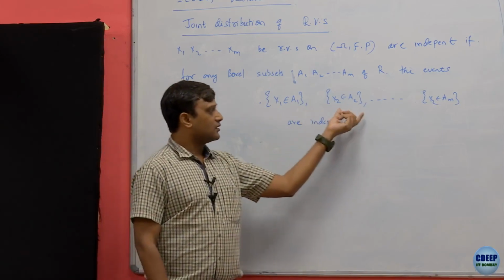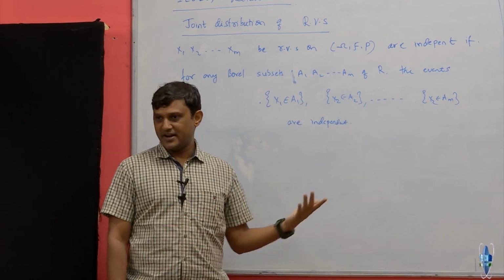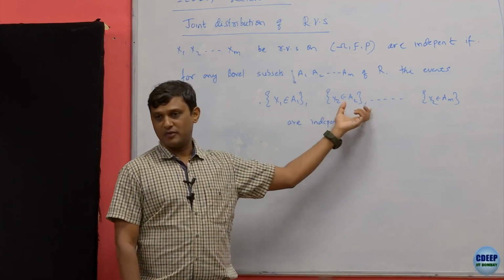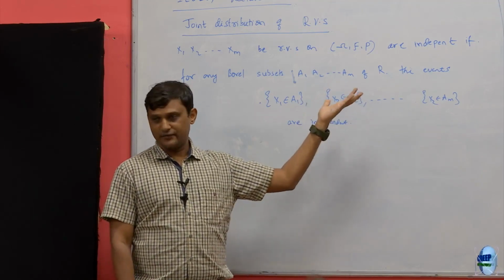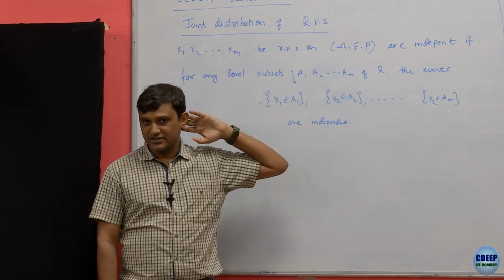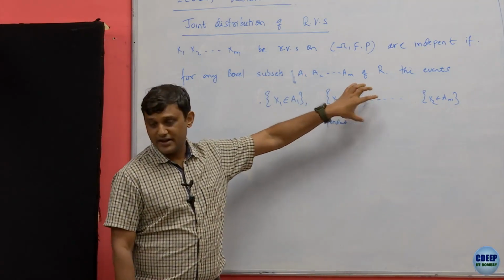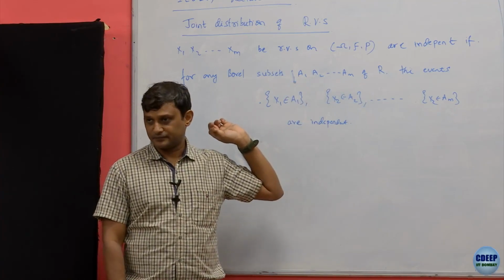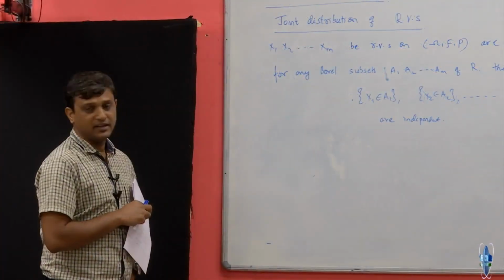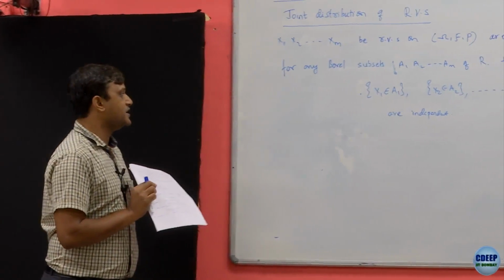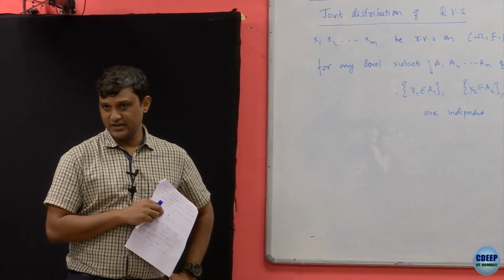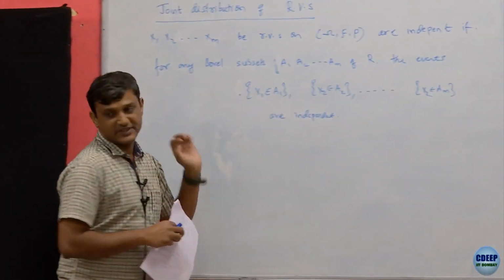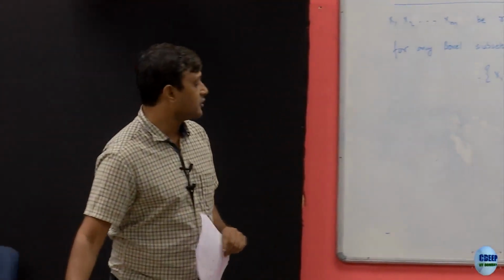Earlier, events were independent as long as their probabilities and joint probability split. But now, if you want to say the random variables are independent, these events should be independent for every possible Borel subset. A set of random variables may or may not be independent. We will encounter many cases later, specific examples where they can be independent or may not be independent at all.